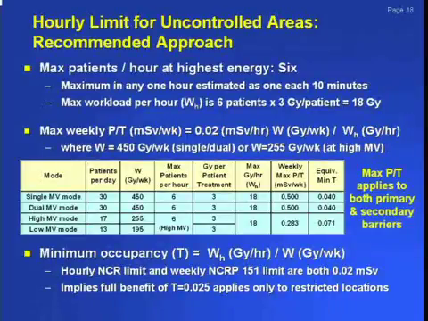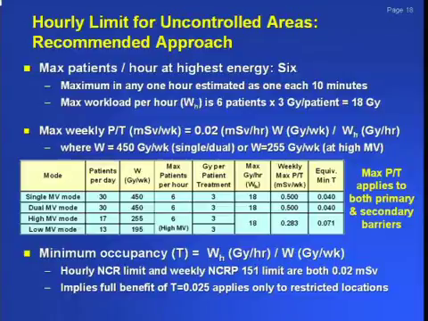You also have to look at the hourly limit for uncontrolled areas, and you have to look at the maximum number of patients per hour at the highest energy. We make the assumption you're going to do no more than 6 patients per hour at the highest energy. And most places, I think, would be quite happy if they could put through 6 patients per hour consistently. But I do find some places that can do that and do it consistently. So again, our default answer is 6 patients per hour at the highest energy, which we use to estimate the maximum in any 1 hour. So you assume you're going to do a patient every 10 minutes.